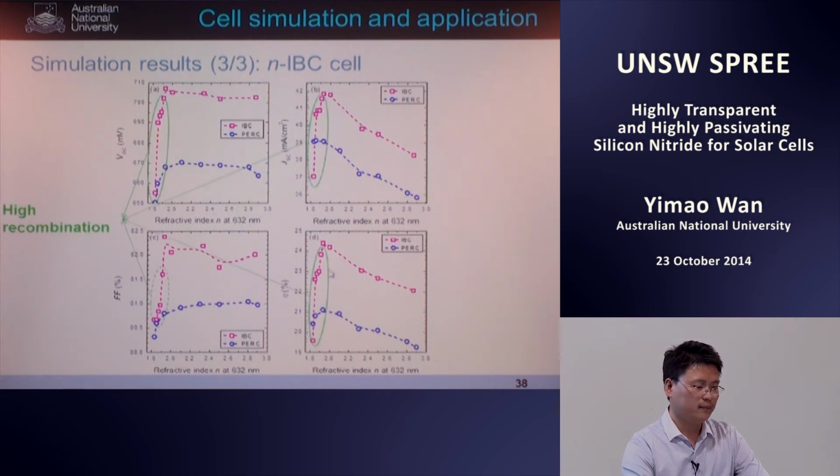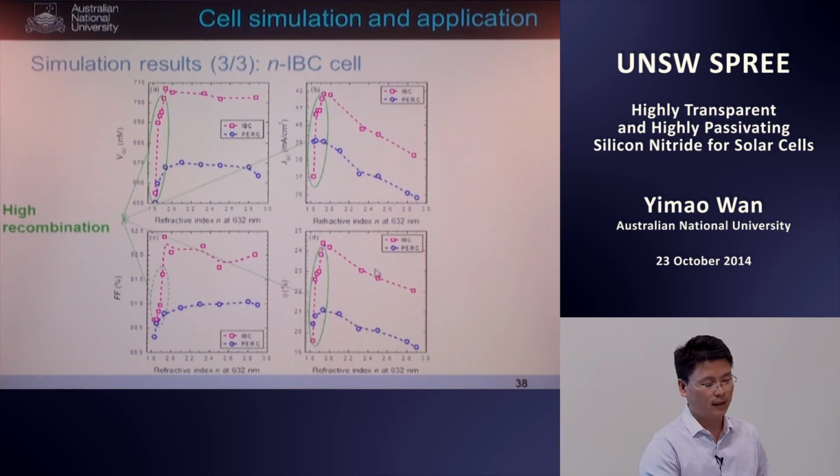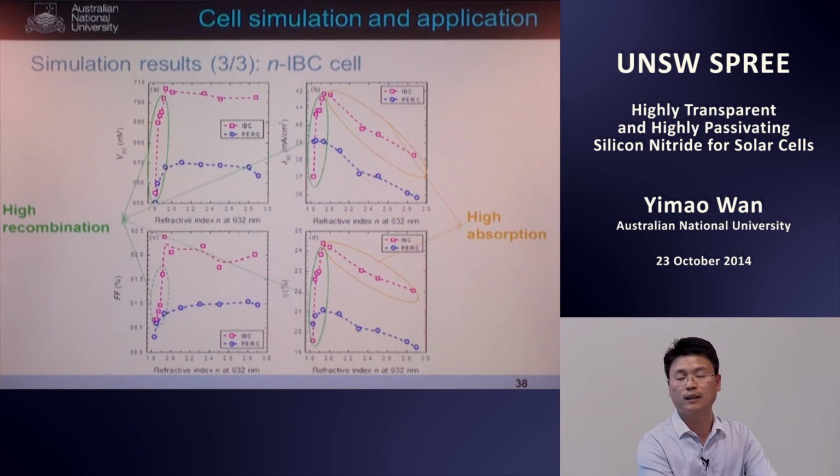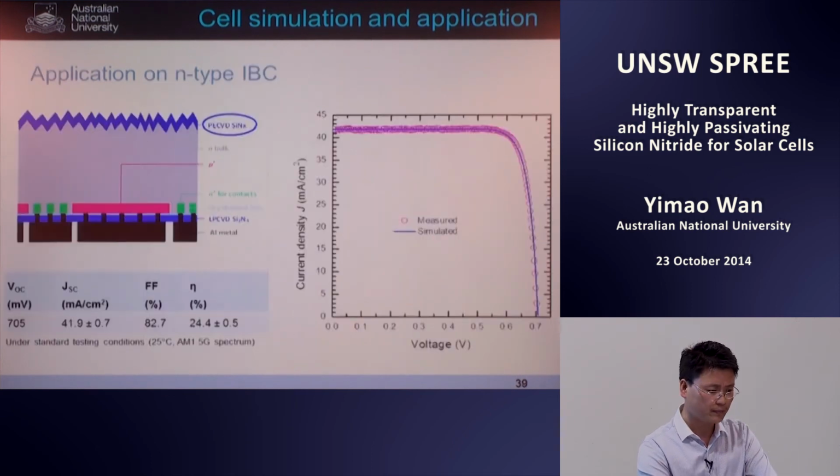And again, the low efficiency for low refractive index film is due to the high recombination. And for the other part, the silicon-rich film, it is due to the high absorption. So the final part is the application of this optimum silicon nitride on IBC cells.